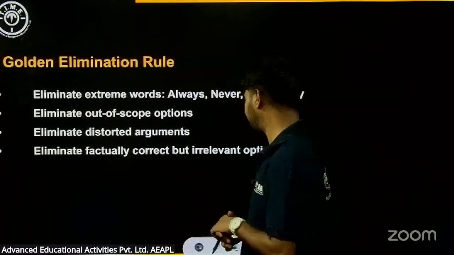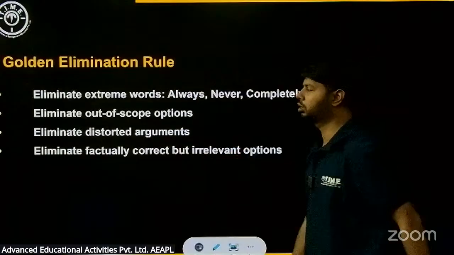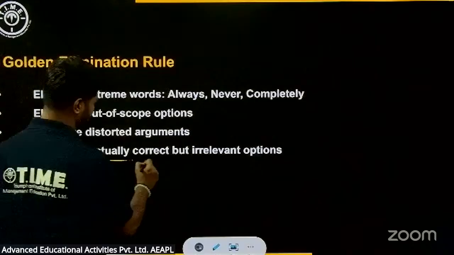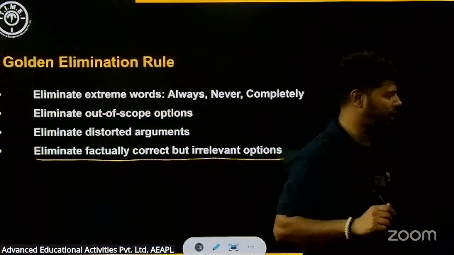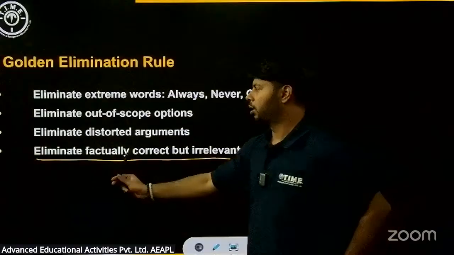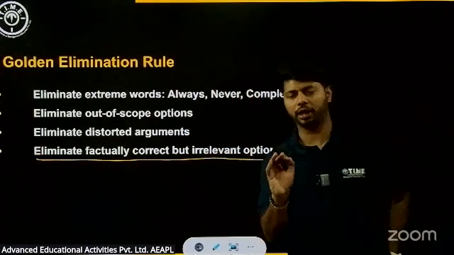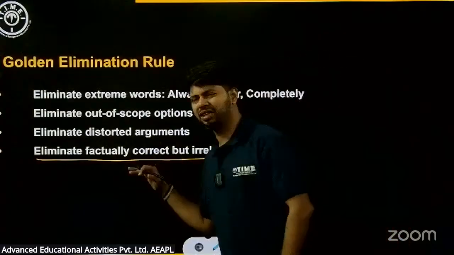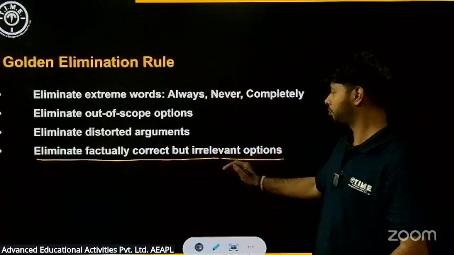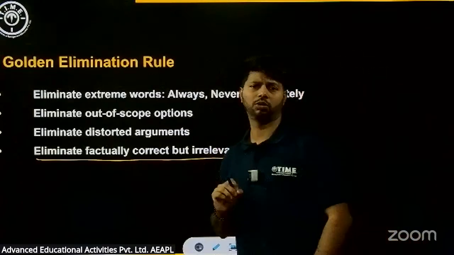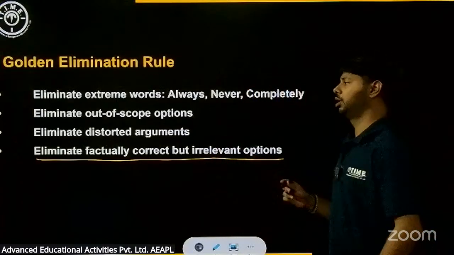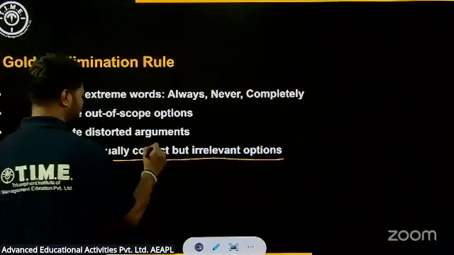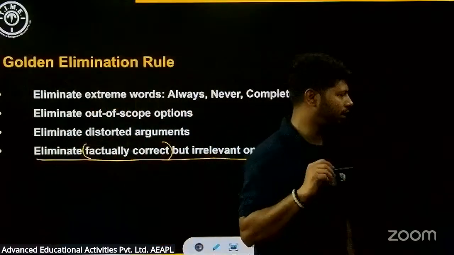Eliminate factually correct but irrelevant options. A lot of people actually get this wrong. This is the most common mistake: you look at something which is factually correct according to the paragraph and you immediately feel that is the answer. It is the easiest way to trap students. It may be irrelevant to the question being asked. All right. So you need to be very, very careful, particularly when you see a factually correct option.